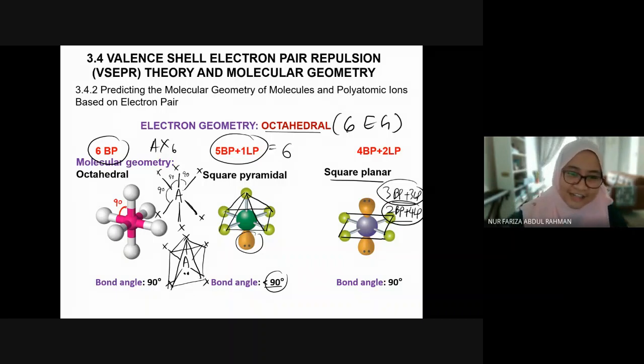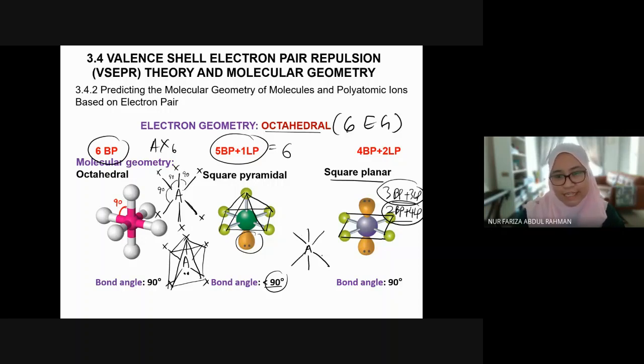Cantik tak? Okay, alright, square pyramidal. And then imagine if we have two lone pair. Okay, if we have two lone pair, again, you pakai drawing yang sama. Faham tak? Ni, apa bintang yang sama ni.